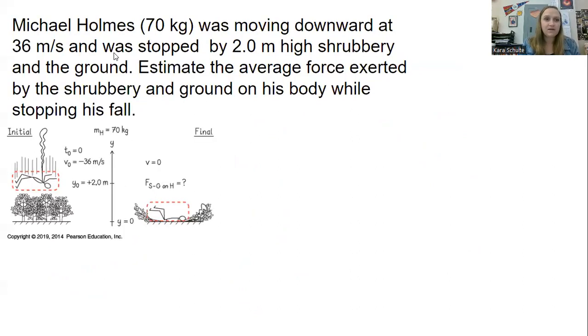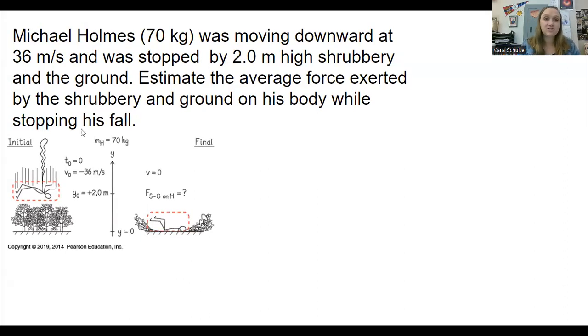Michael Holmes is 70 kilograms, was moving downward at 36 meters per second and was stopped by a 2 meter high of shrubbery on the ground. Estimate the average force exerted by the shrubbery and the ground on his body while stopping. So the shrubbery and the ground. So we've got this situation before. We've got Michael and he's falling. He's just falling like this, just force gravity.